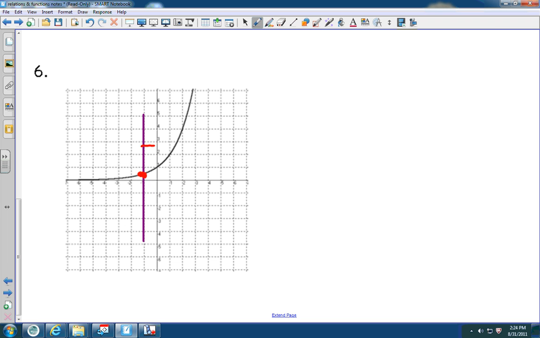Well, let's test it somewhere else. Whoop, see, I keep drawing if I don't press a certain button. Right there. Again, it touches in only one spot. Do it again. Bring it up over here. Look, it only touches in one spot. Since it only touches in one spot, it is a function.